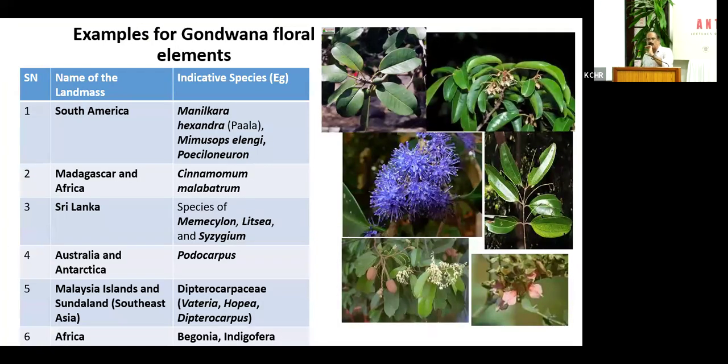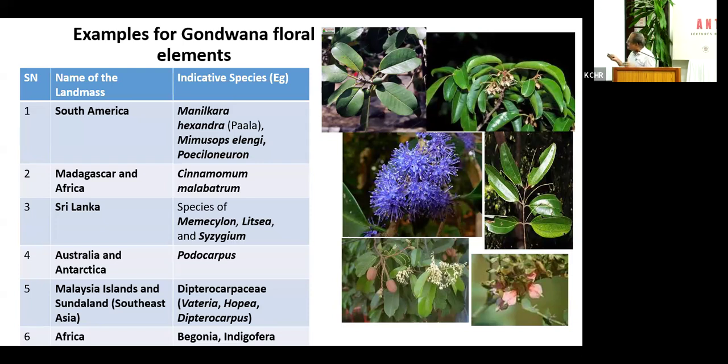Here are some examples of Gondwana elements from different areas. From South America we had the Sapotaceae family, Manilkara, Mimusops, and from Madagascar and Africa we have the Lauraceae. Lauraceae is one of the major families brought from Gondwana origin. Lauraceae, Euphorbiaceae, then Fabaceae are some of the major families we got through the Gondwana movement, and that enriched our flora.